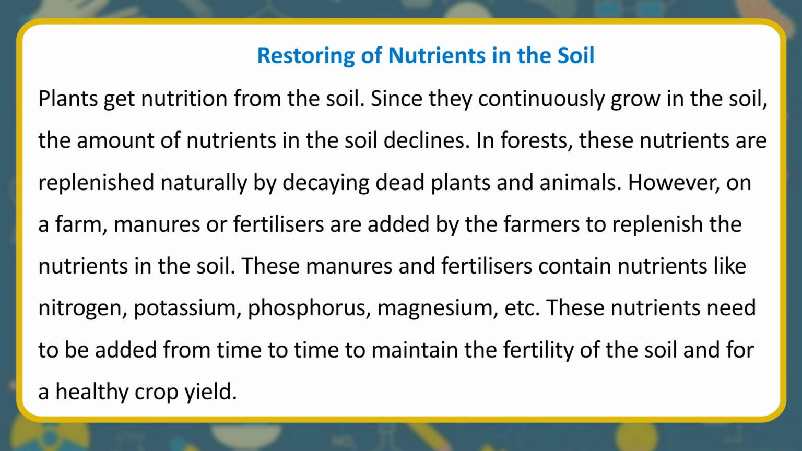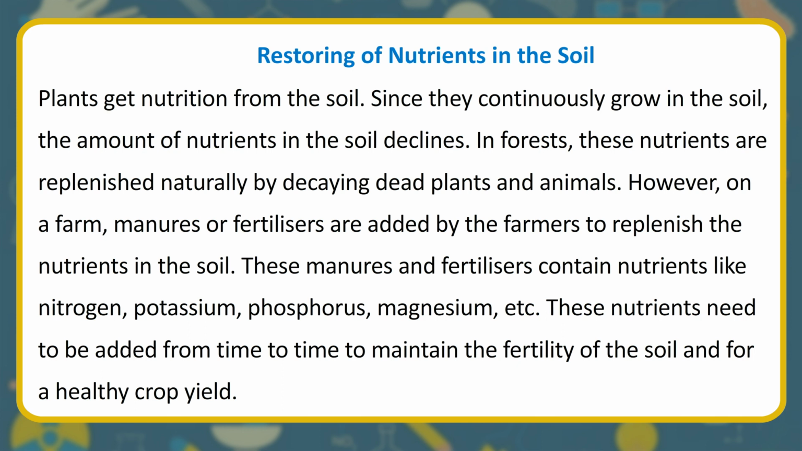Restoring of nutrients in the soil. Plants get nutrition from the soil. Since they continuously grow in the soil, the amount of nutrients in the soil declines. In forests, these nutrients are replenished naturally by decaying dead plants and animals. However, on a farm, manures or fertilizers are added by the farmers to replenish the nutrients in the soil. These manures and fertilizers contain nutrients like nitrogen, potassium, phosphorus, magnesium, etc.